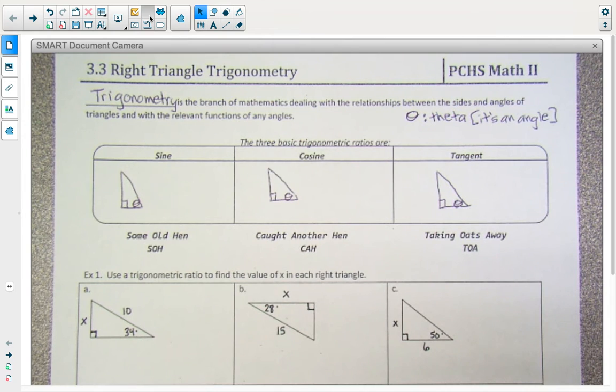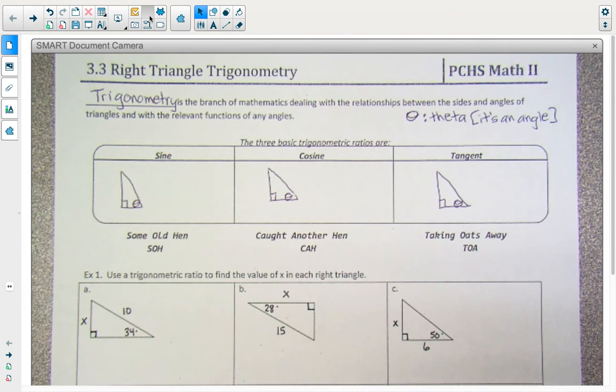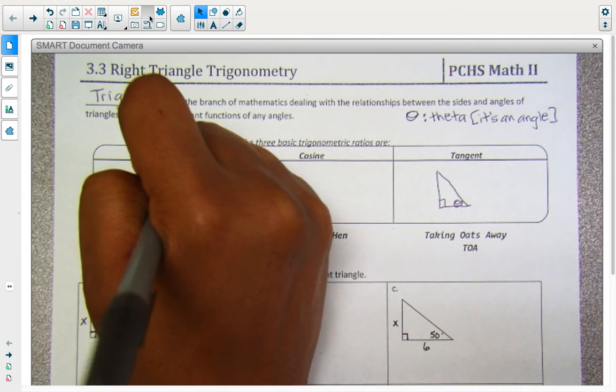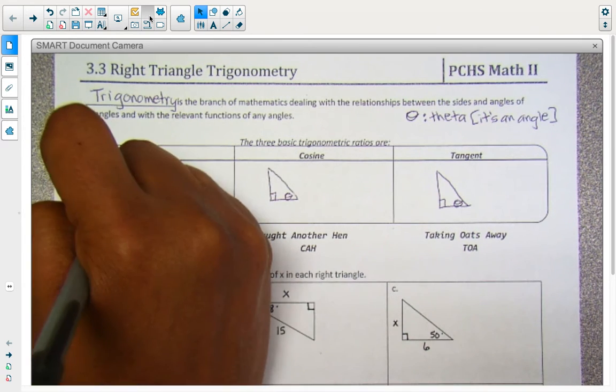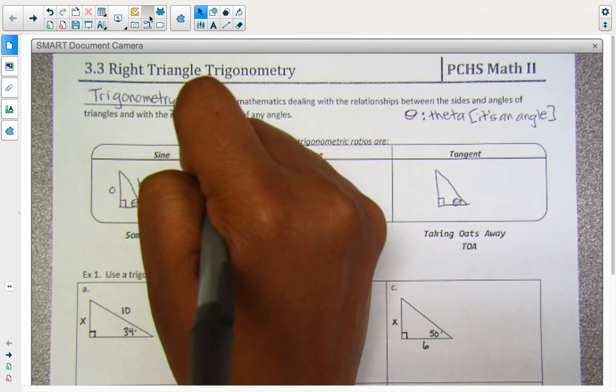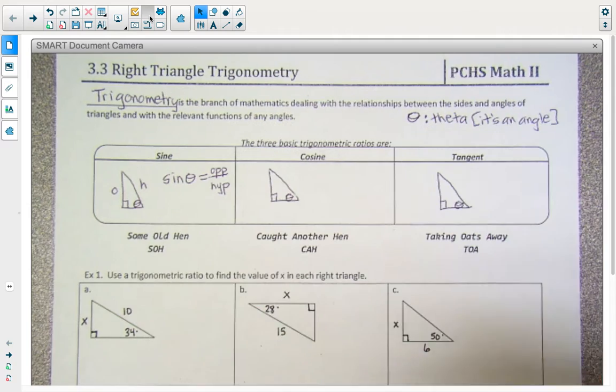So let's start with sine. I'm going to also use the abbreviations of these. S-I-N-E is sine, but we abbreviate it S-I-N. The sine of theta is opposite over hypotenuse. So opposite over hypotenuse. What does that mean?